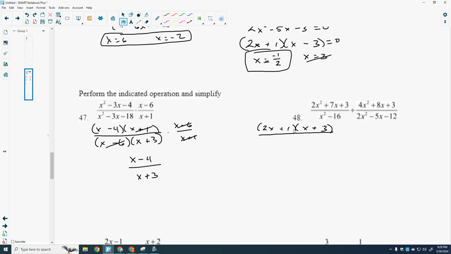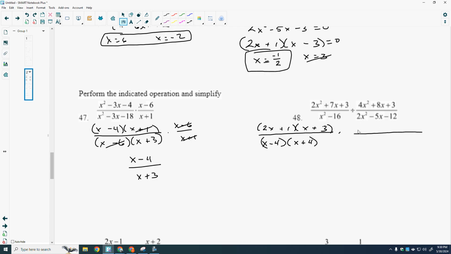Difference of perfect squares. At this time in our mathematical career, at this time in the school year, we have to see difference of perfect squares. X squared minus 16 is x minus 4 times x plus 4. Division means I multiply by the reciprocal. We're going to put the factors of the bottom up on top.